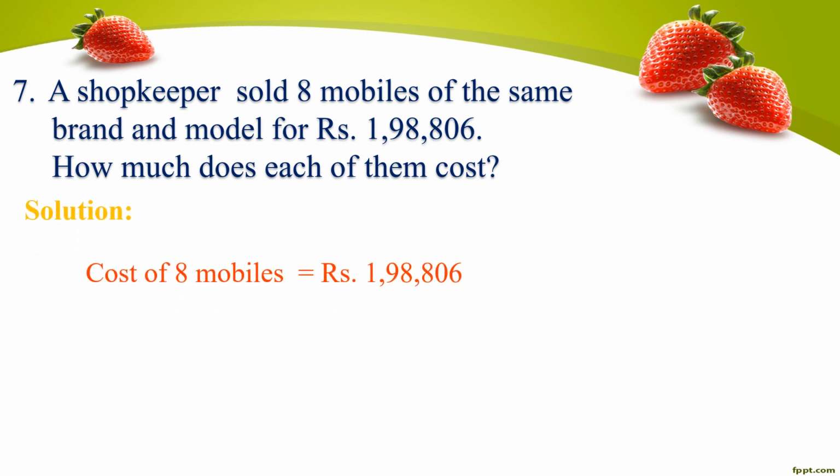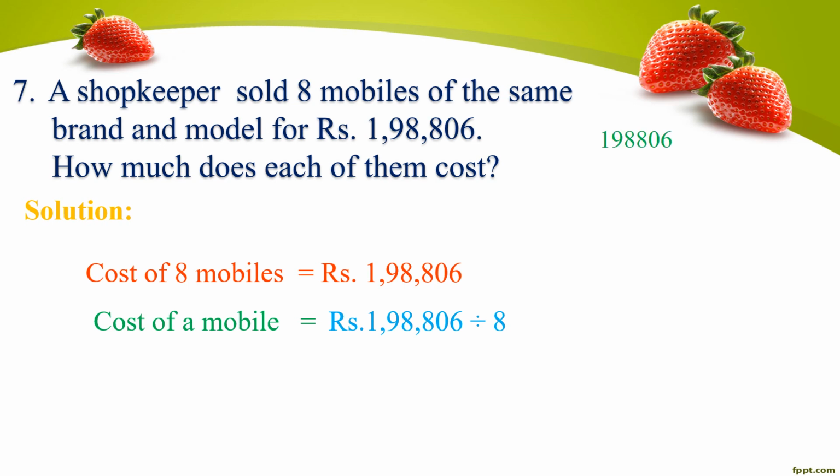Cost of 8 mobiles is equal to rupees 1,98,806. Cost of a mobile is equal to, we have to divide rupees 1,98,806 by 8. Let us divide. 1,98,806 is the dividend and 8 is the divisor. In 19 there are 2 8s. 8 2s are 16. On subtracting we get 3 as remainder.